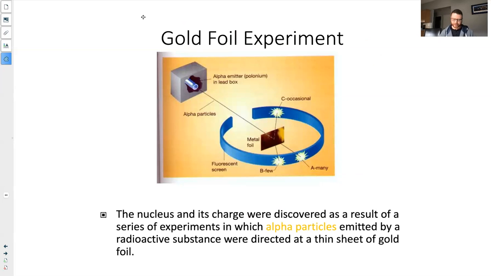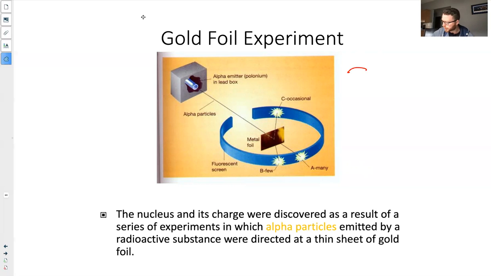Okay, so we're going to talk about the gold foil experiment a little bit. You guys should have watched the development of the atomic model video from last lesson, so hopefully you have a little bit of a background on that. As we see in this experiment, Rutherford used radioactive elements, which would emit alpha particles.